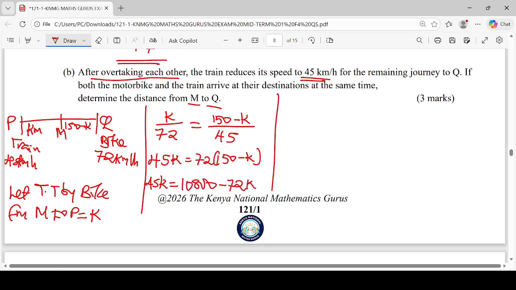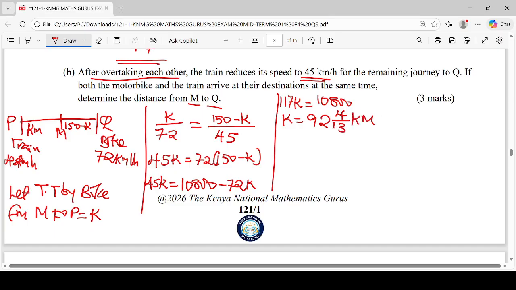Then you collect the like terms. 72 plus 45 becomes 117K, which is equivalent to 10,800. When you divide through by 117, the value of K is going to be 92 whole number 4 over 13 kilometers.